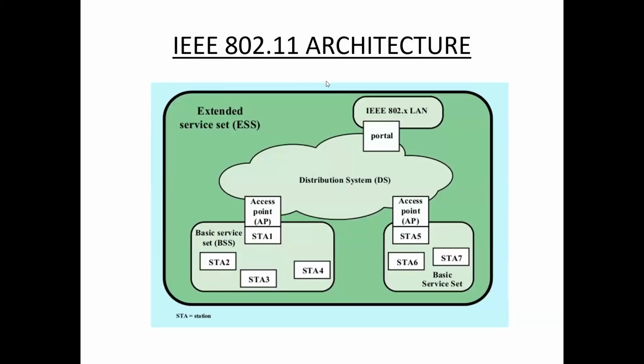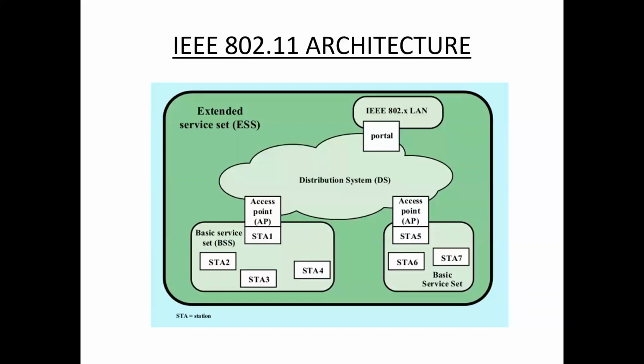IEEE 802.11 architecture. Here IEEE 802.11 stands for, we already know, wireless LAN. Wireless LANs are those local area networks that use high frequency radio waves instead of cables for connecting the devices in a local area network.